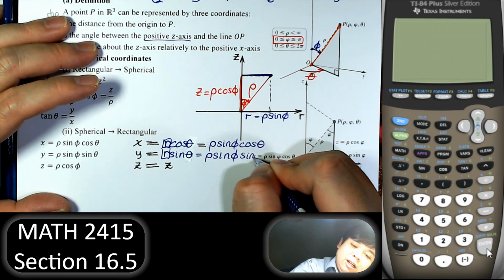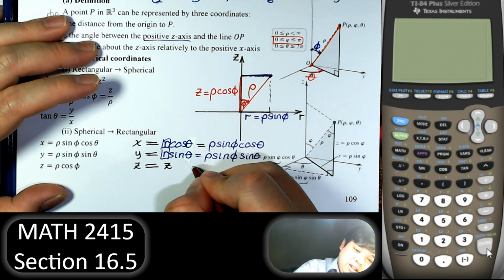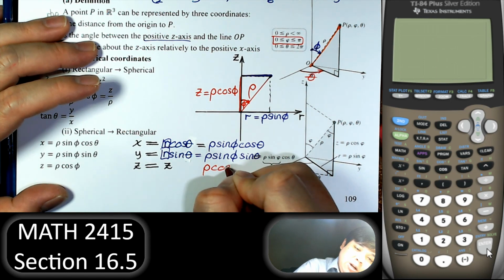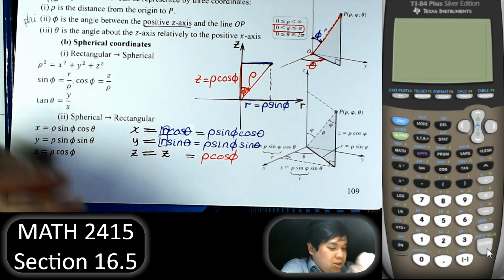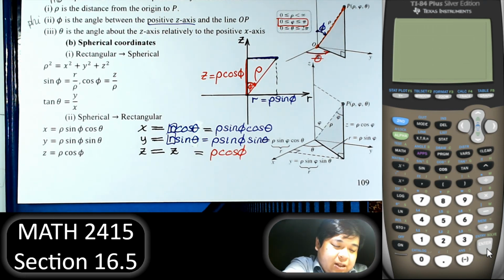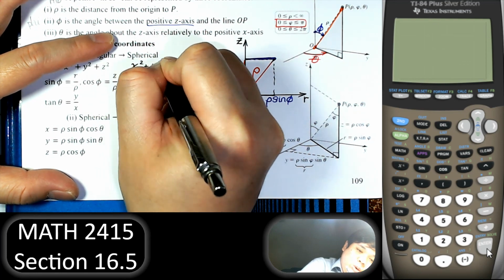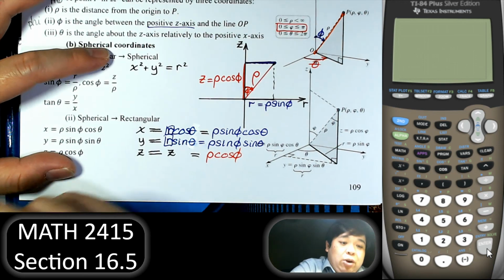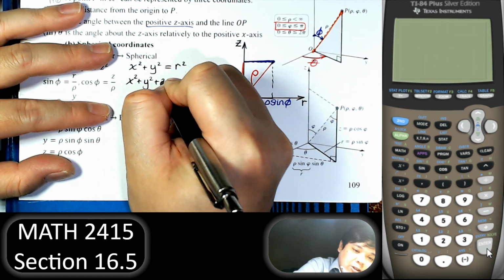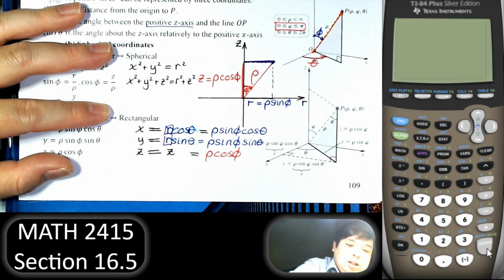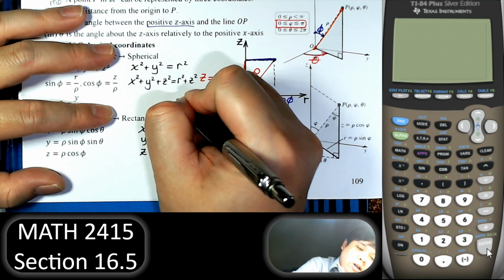And then sine theta. And then z, we already established that is rho cosine phi, sorry. Right. So that's exactly what we have here. And also, we have x squared plus y squared equal to r squared. Now if we add z squared on both sides, that's what we have. And in this triangle, r squared plus z squared is equal to rho squared.